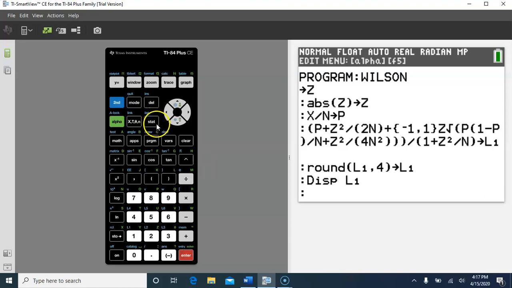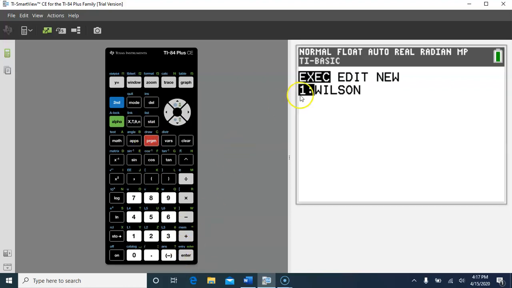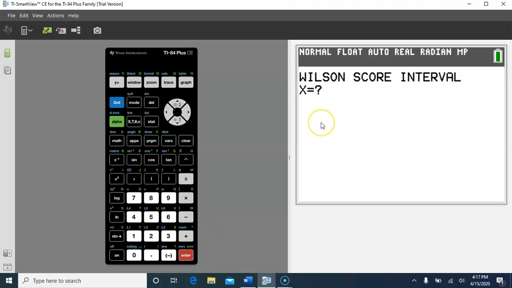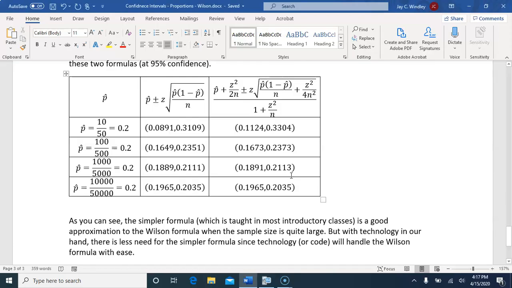Okay, so that's the end of our program. I'm going to quit to get to the home screen, and I'm going to try to run our program called Wilson. So execute Wilson. So notice it gives us a blank screen and it says Wilson score interval. So using what we did over here on this document, a p-hat of 10 over 50 with 95% confidence.